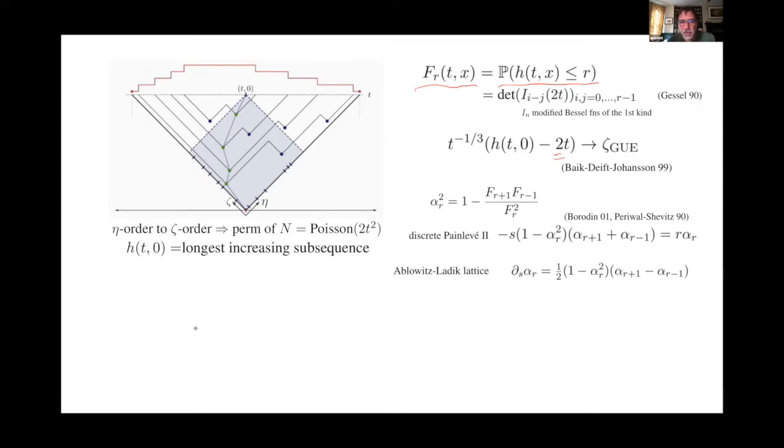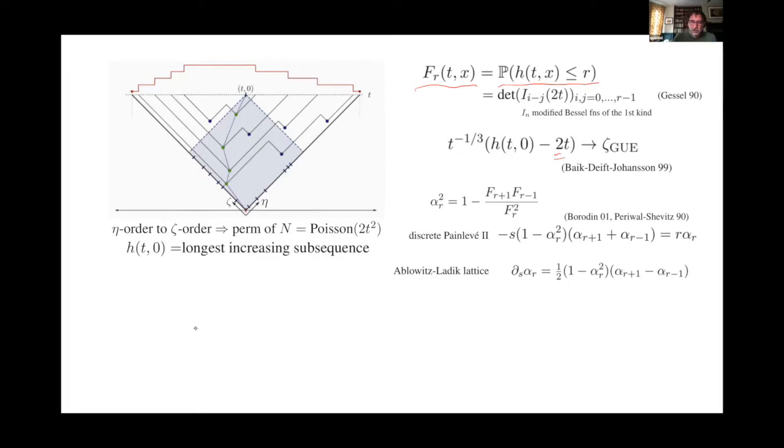So these alphas were known in this special narrow wedge case to satisfy some well-known integrable equations. One was discovered by Borodin and then later found to have been discovered before in the physics literature, the discrete Painlevé-2 equation. So this is a famous completely integrable discretization of Painlevé-2. And the other is Ablowitz's lattice, another famous integrable system.